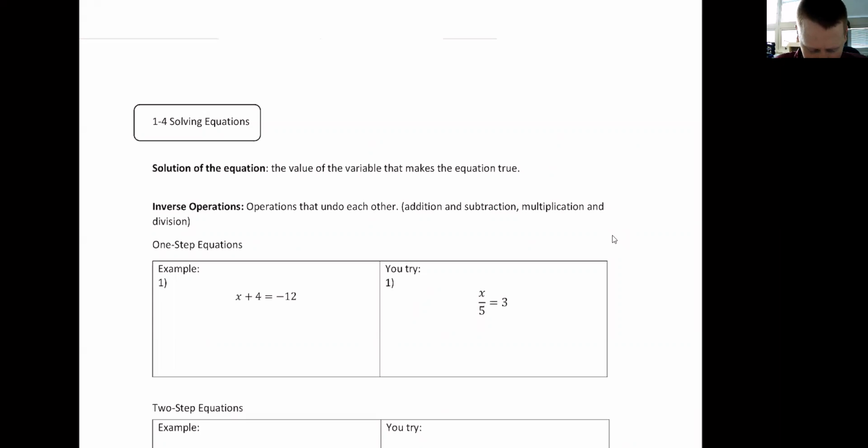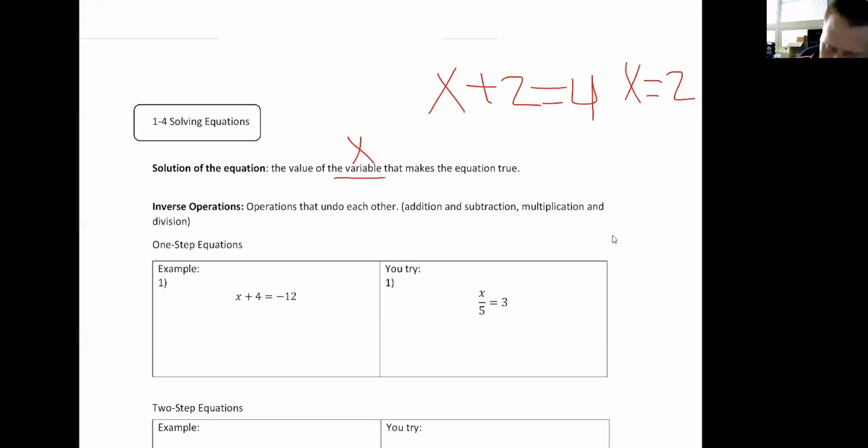To start off with some vocabulary words, remember the solution of the equation. Well, that is the value of the variable that makes the equation true. If you don't remember, a variable is like your x, or it could be another letter representing something in an equation you might be solving. So if you had the equation x plus 2 equals 4, well, what would make that true? What plus 2 would equal 4? Well, 2 plus 2 would be 4. So our solution would be 2.